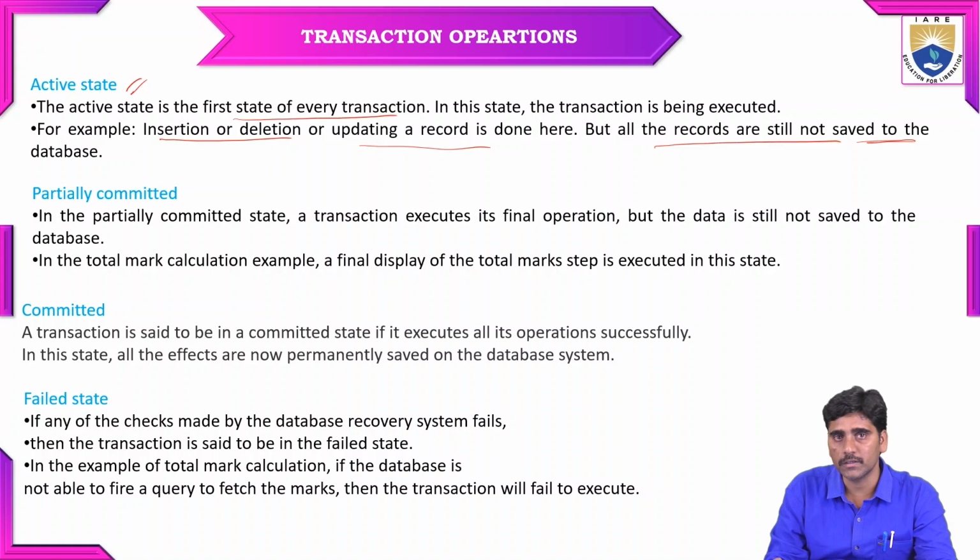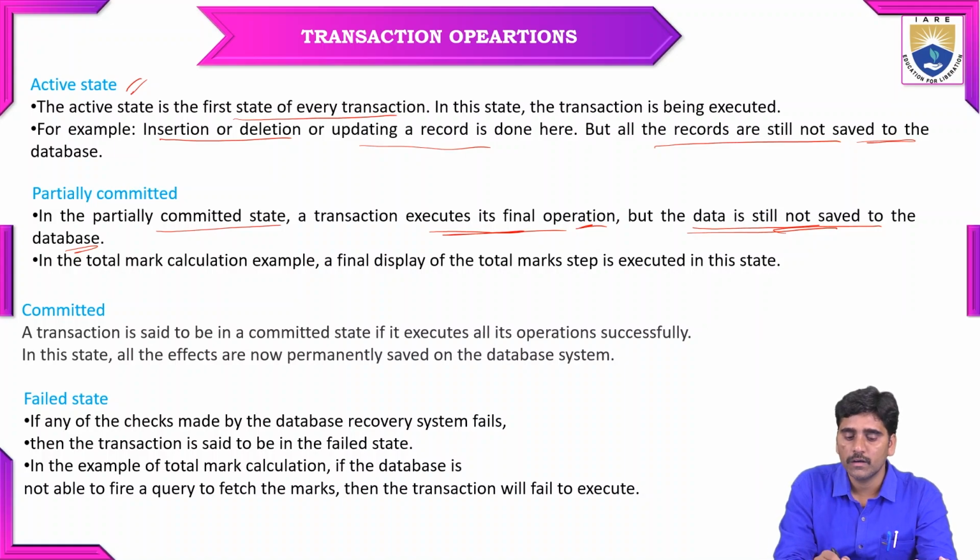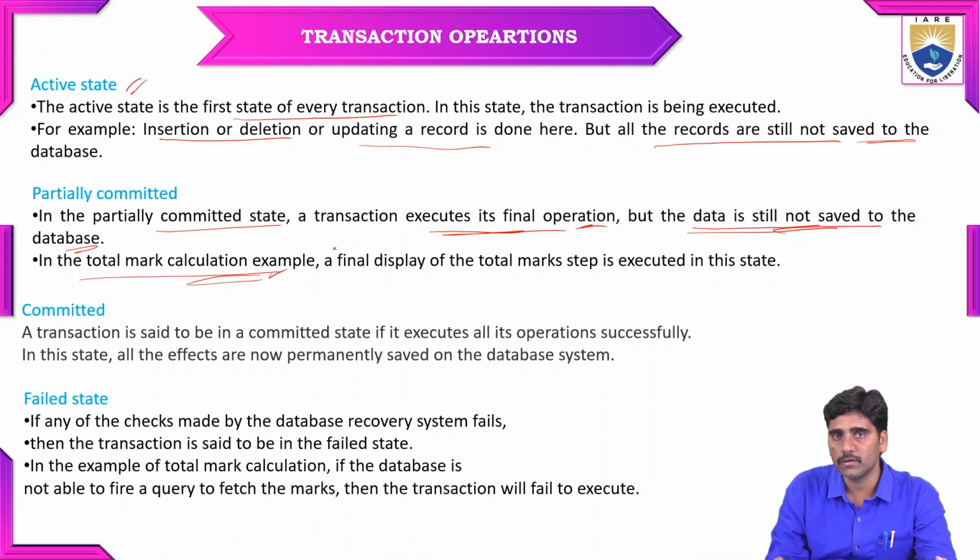Next, partially committed. In the partially committed state, the transaction executes its final operation, but the data is still not saved to the database, because here also it is not fully committed. In the total mark calculation example, the final display of the total mark step is executed in this state.